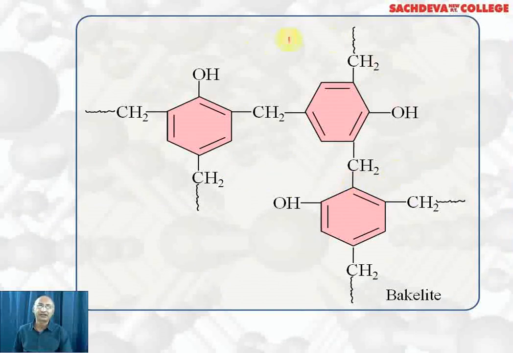Now they undergo condensation polymerization and result in the formation of bakelite, which is a cross-linked thermosetting plastic used for making electrical switches and switchboards. It does not become soft on heating. That's why it is used for making electrical switches and switchboards, due to cross linkages. And it does not melt on heating.